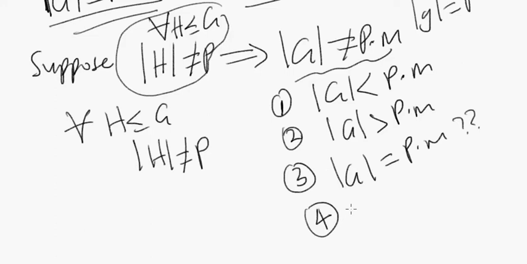Well, another way would be just to say, look, the order of the group does not even divide the value itself. Right? Because if the order of the group equals that value, it better divide it, right? So, is there any other strategy we could use to show that the order of G cannot equal p times m?